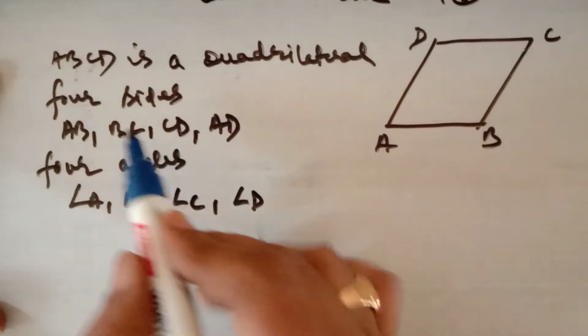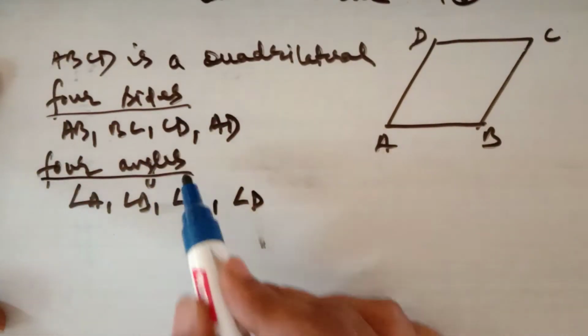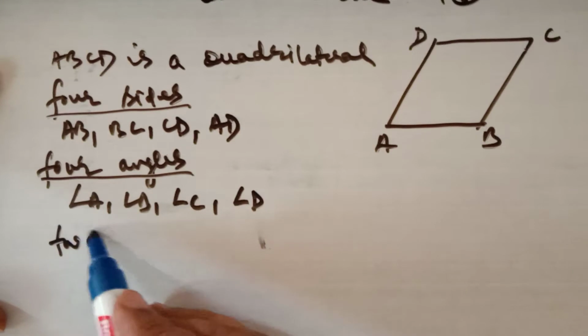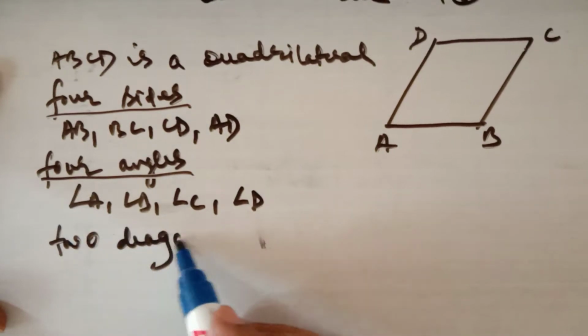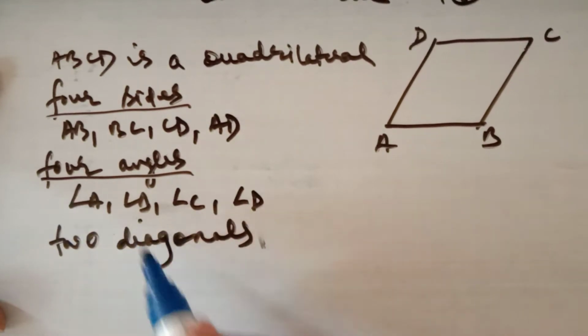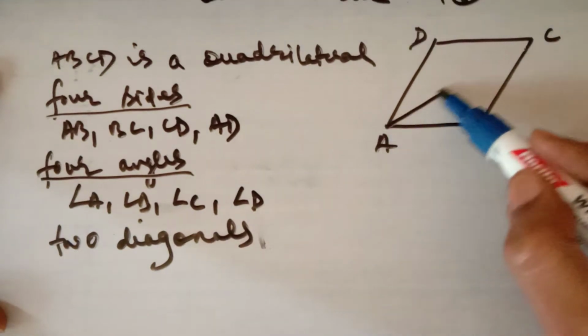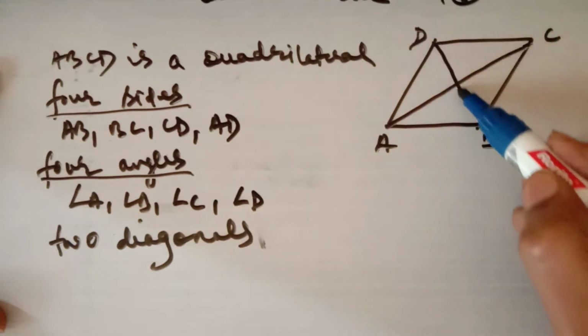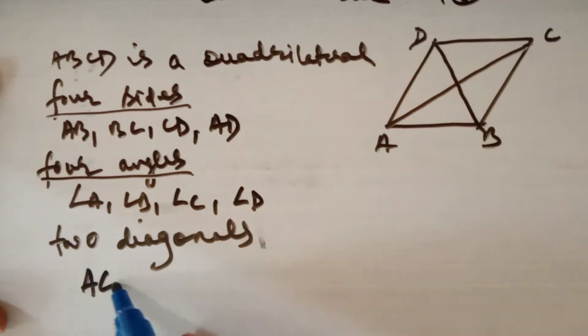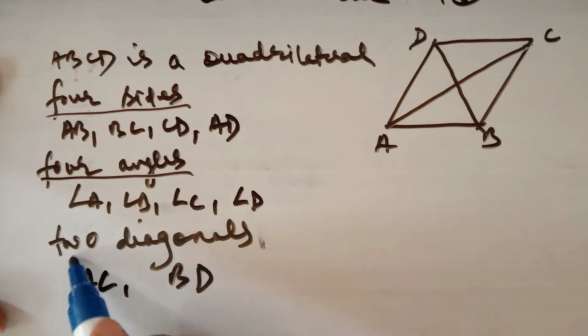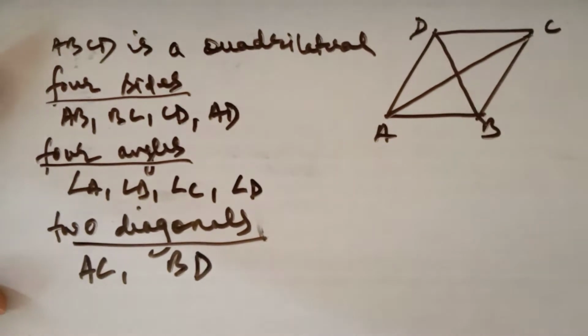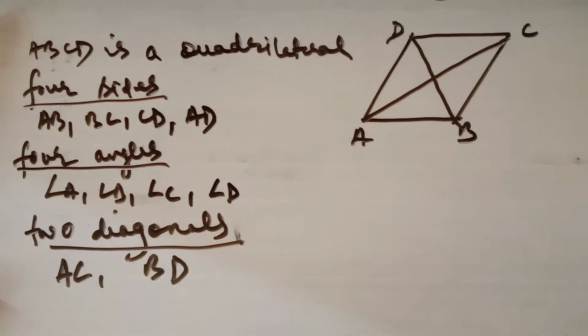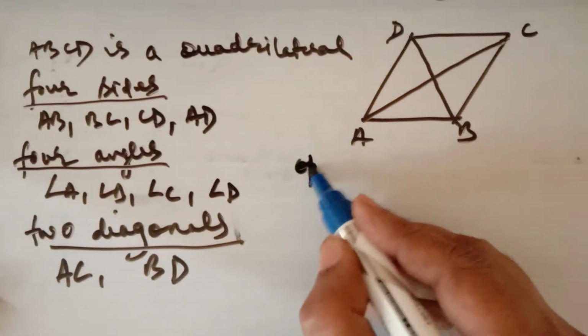And we have two diagonals, that is, AC and BD. AC and BD are the two diagonals in it. So ABCD is a quadrilateral, which is a four-sided closed figure in which we have four sides, four angles and two diagonals.